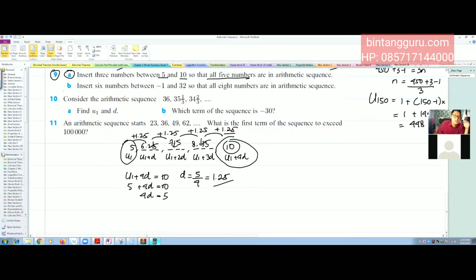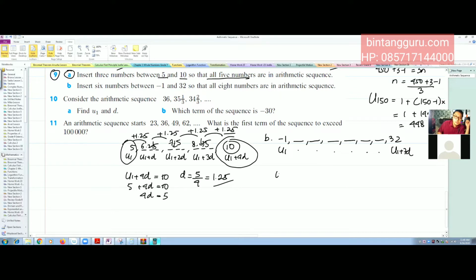So next time you could also try. So we have to insert 6 numbers. So this is B. Let's say this is minus 1. 1, 2, 3, 4, 5, 6. So this will be 32. So this is U1, U1 plus D, U1 plus 2D, U1 plus 3D, 4, 5, 6, 7. So this is U1 plus 7D.